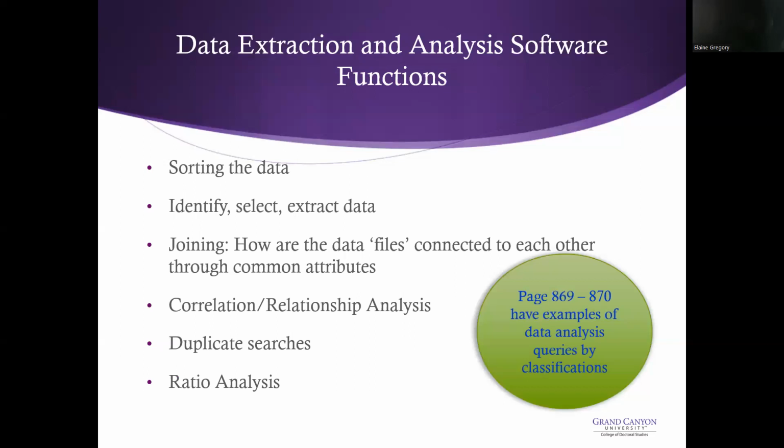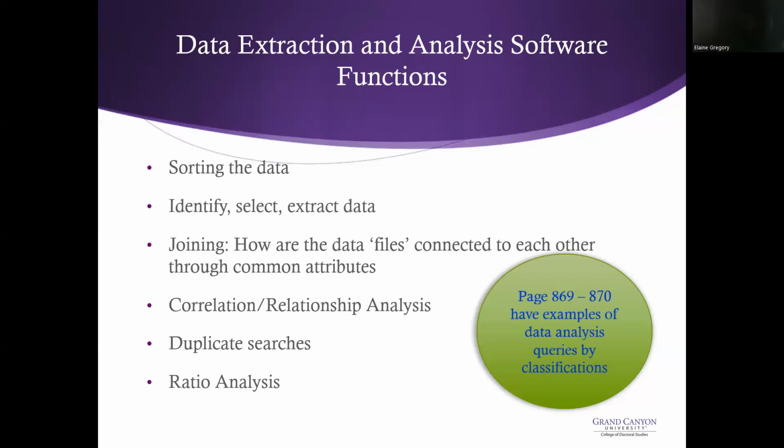Now, when you're looking at data analysis software, there are examples of different types of queries by different types of account classifications on pages 869 and 870 that you can look at. And there's a list of these types of functions. I only pulled out a few for you to look at. One is, how is it sorting your data? How does it identify, select, and extract that data? How are data files connected to each other? For example, is there a common attribute that's running through different steps within the process that aligns those files together?